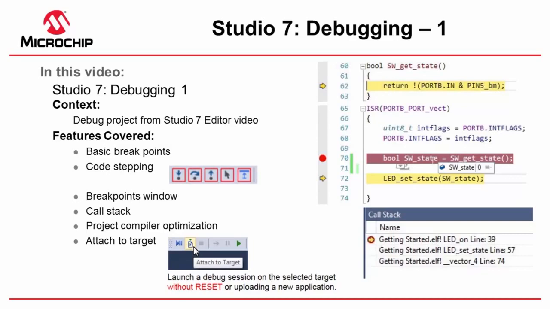Then in order to get the output that we expect, we're going to look at the compiler optimization in order to set it to a lower level. And finally, we're going to be covering a truly great Studio feature, being able to attach to target. This means launching a debug session on the selected MCU without reset or uploading a new application, so you can see exactly where it might have got stuck.